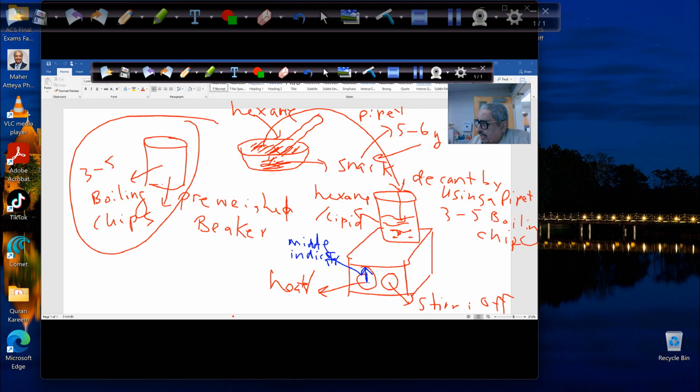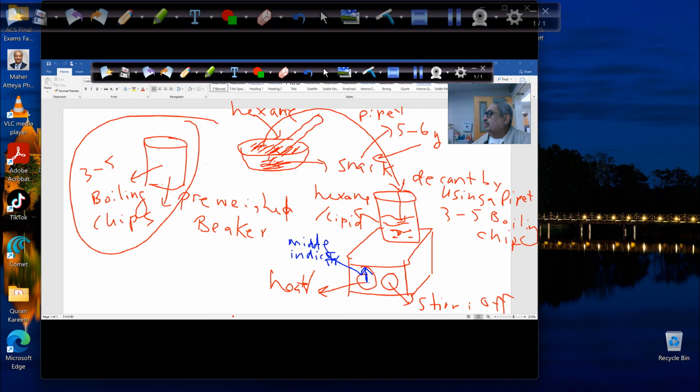So, after decanting the whole hexane with the lipids into the beaker with 3 to 5 boiling chips, we start boiling mild. Mild heat, the indicator of the hot plate is in the middle. For a couple of minutes, I would say maybe 5 minutes, 5-10 minutes. Hexane will evaporate at these temperatures. So it will evaporate, then leaving our boiling chips with our lipids inside the beaker.